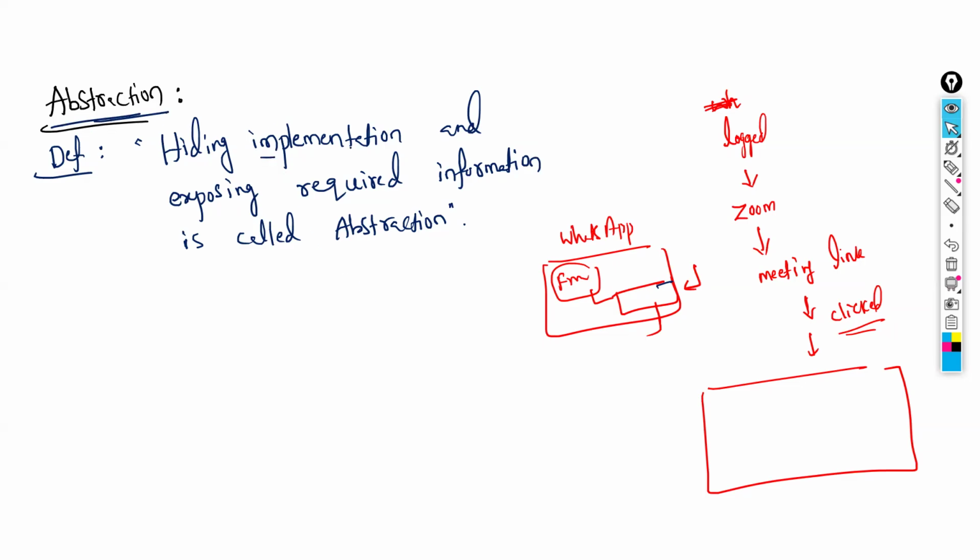Hiding implementation, how that is working, it is hidden. But what is required? How to use that application. Okay, install the app, select a mobile number, type some message, click on the send button. That's it. The message will go. How is that going? It's hidden from us. That's the meaning of abstraction here.